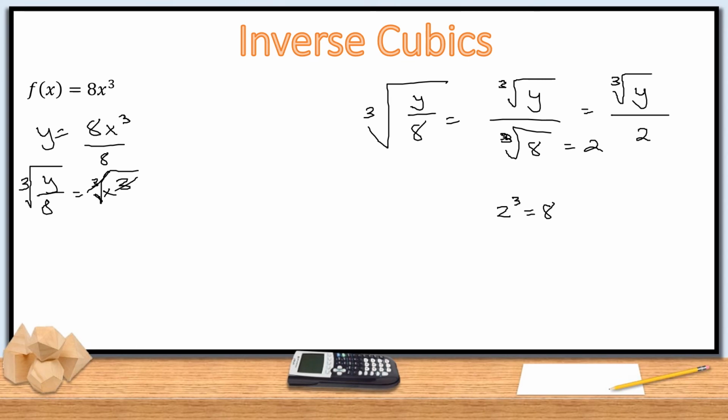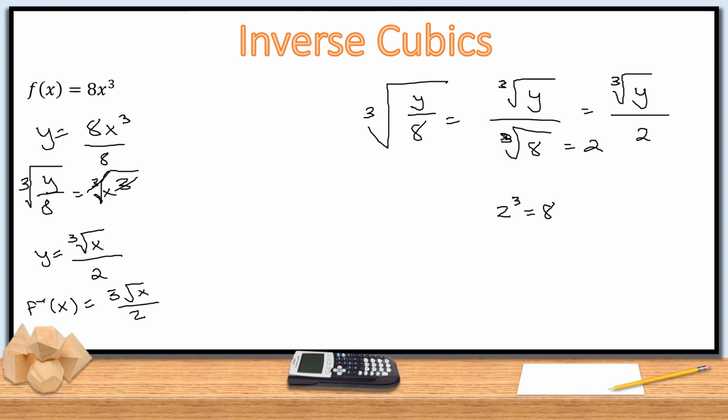And we're going to switch x and y. So y is equal to the cube root of x all over 2. And that will be my inverse function as well. So f inverse of x is the cube root of x all over 2.